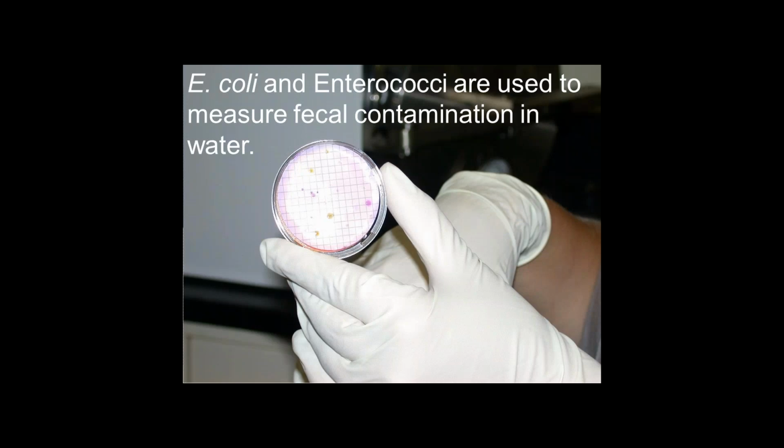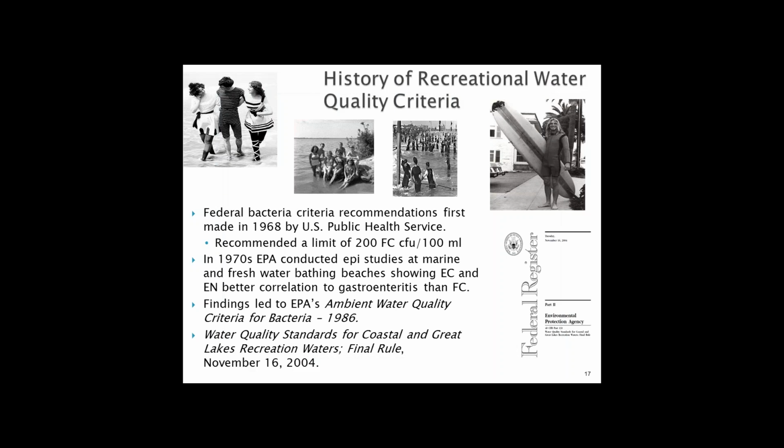The EPA recommends that E. coli and enterococci are the fecal indicator bacteria used to measure water quality. E. coli is the indicator organism used in the Great Lakes. And these recommendations are based on studies that EPA conducted in the 1970s and 80s, which found that enterococci and E. coli were better correlators of gastrointestinal illness than the previously used fecal coliforms.